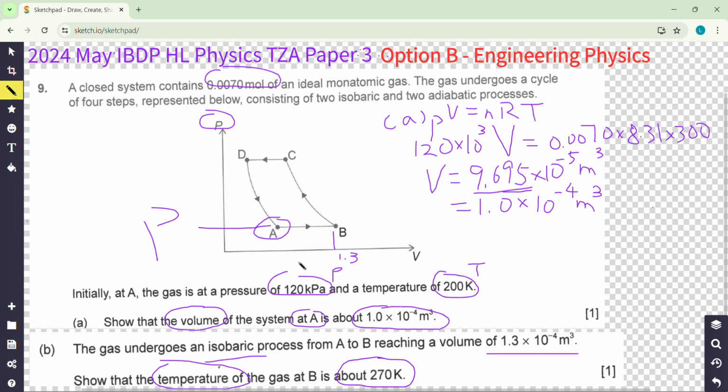Be careful. Same pressure, so V over T is a constant. So VA over TA equals VB over TB. Remember what to substitute. Temperature is unknown, be careful. So substitute volume of A is 1 and volume of B is 1.3, times 10 to the power negative 4, you can cancel. And temperature for A is 300, and this is TB.